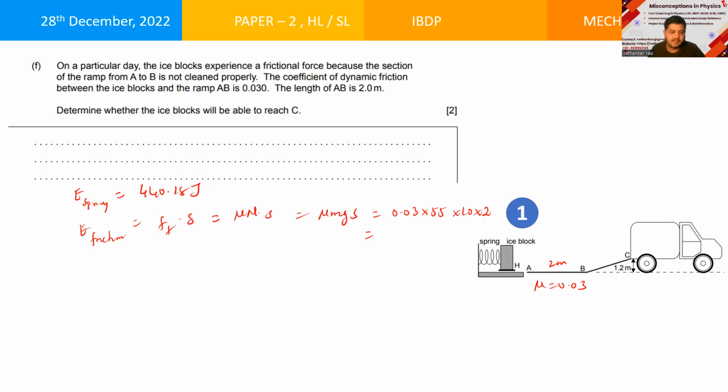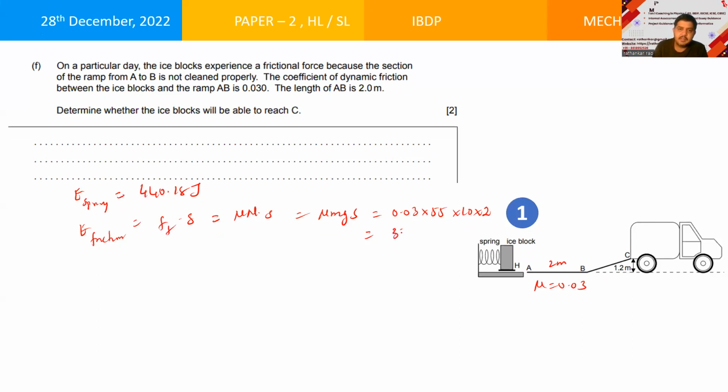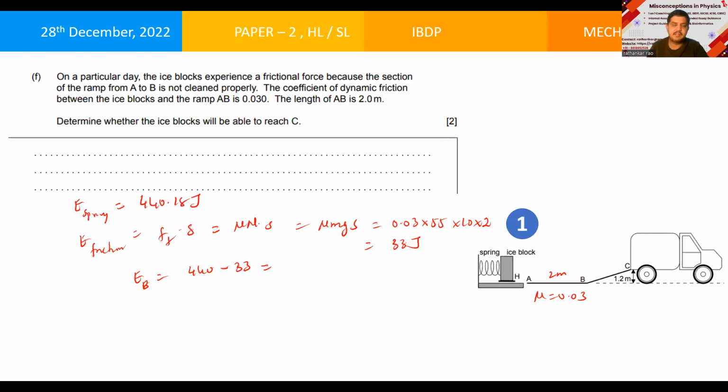Now let us find out what this value amounts to. It should be 0.03 into 55 into 10 into 2. So how much is it? 33 joules. Okay, so therefore 33 joules was spent by the friction. The moment it came here, it did not have 440 joules, but it had 440 minus 33. So I'll write this as EB. The energy at this point was seen to be 440 minus 33. How much is that? 440 minus 33 is 407.